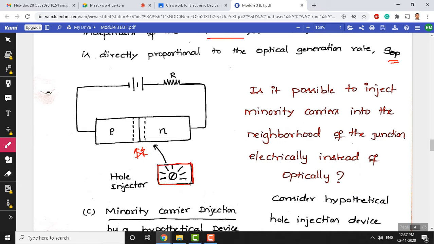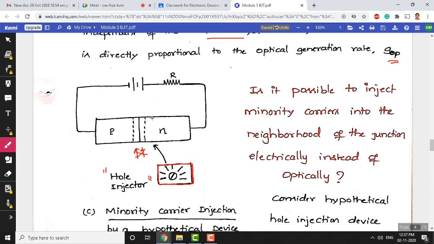This will replace the light energy now. I will call the replacement of light energy a hole injector. What will this hole injector do? Let us not worry about what is inside this. Let us assume for the time being that this device is called a hole injector, and it injects holes into this N region here.